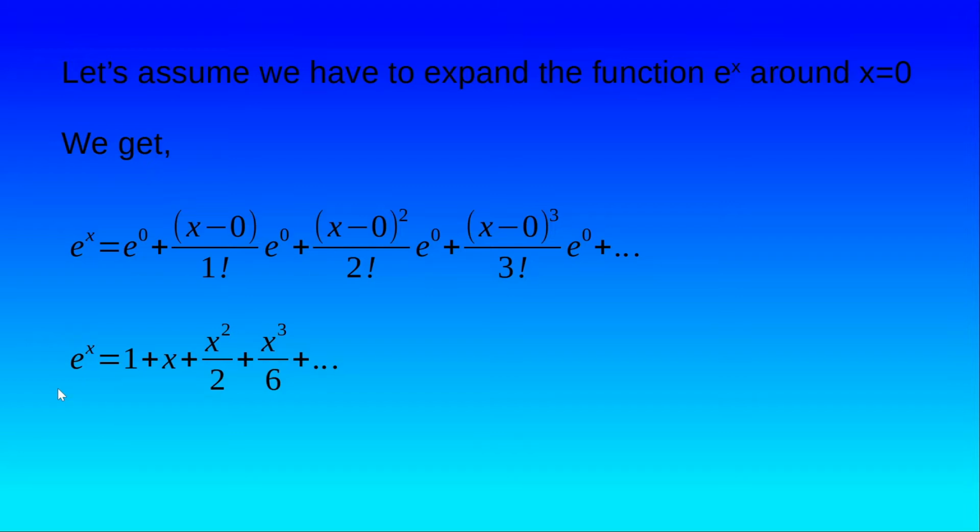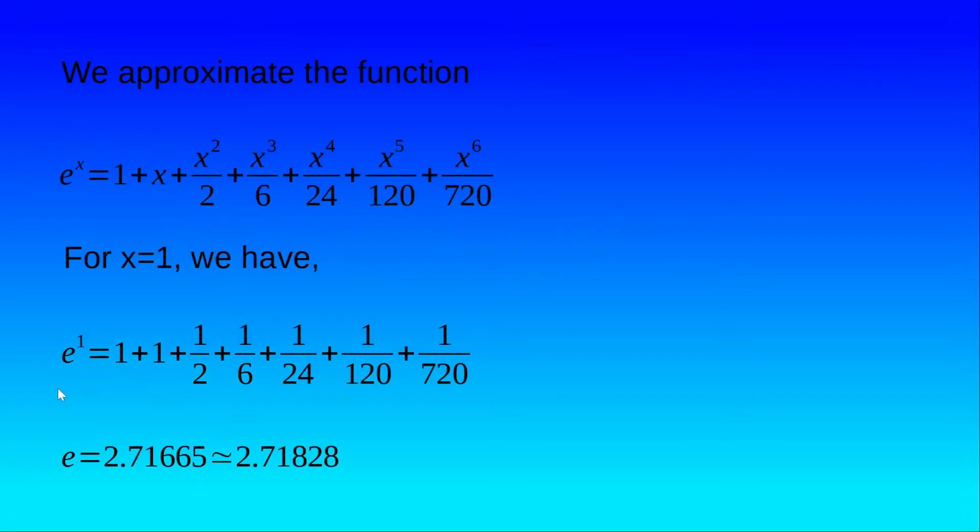Now, if we take it to the first 5 terms, it would look like this: 1 plus x plus x square by 2 plus x cube by 6 plus x raised to 4 by 24. Mind you, this is 2 factorial, this is 3 factorial, this is 4 factorial, 5 factorial, 6 factorial. And this is x raised to 6, x raised to 5.